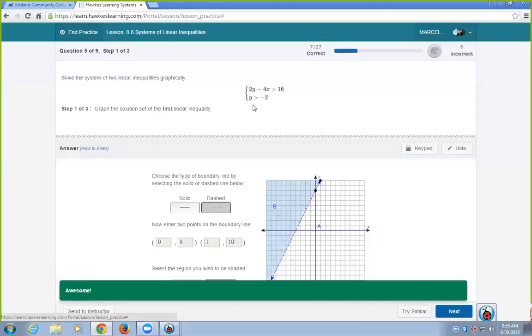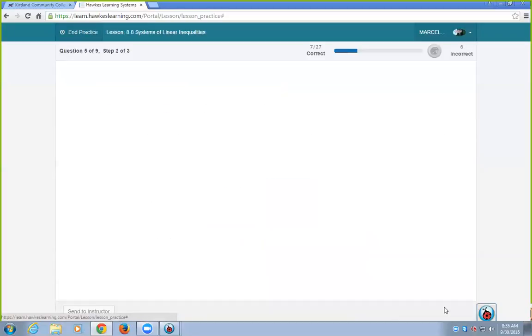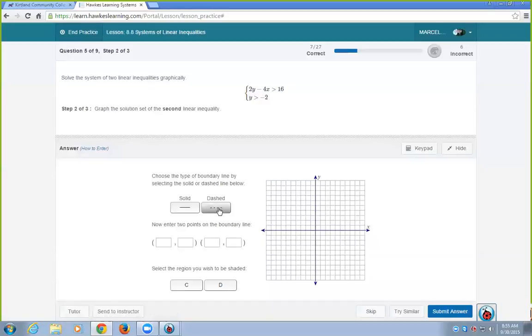And then I'm to the second line. It's dashed. It's y is greater than -2. Whoops. Let me get my thing in there. So it's dashed also. And a point, because y is greater than -2, I know my y part is always going to be -2, and I can put whatever number I want in here.